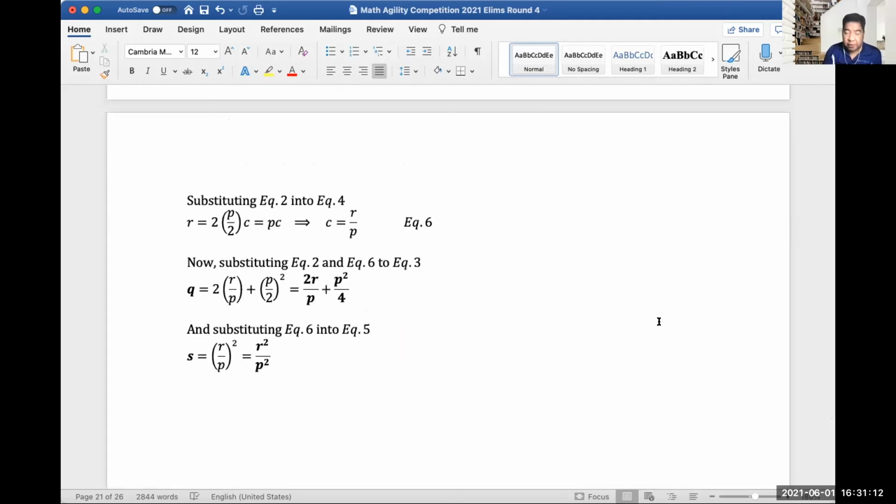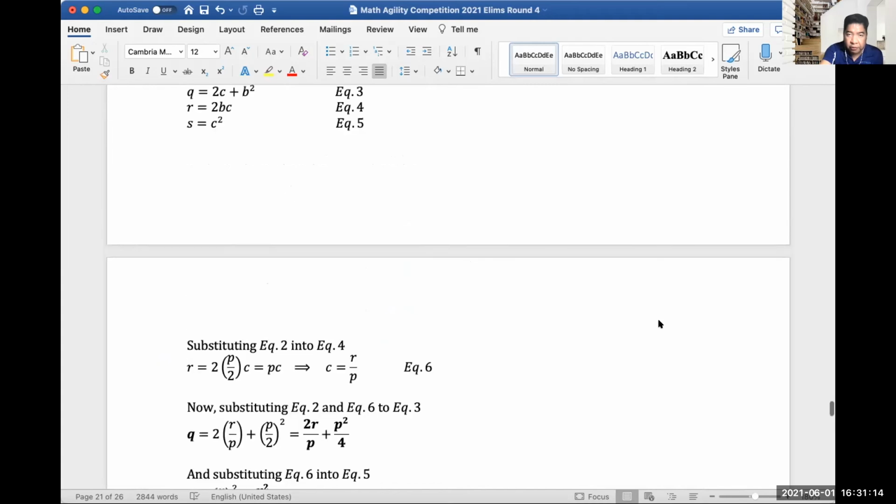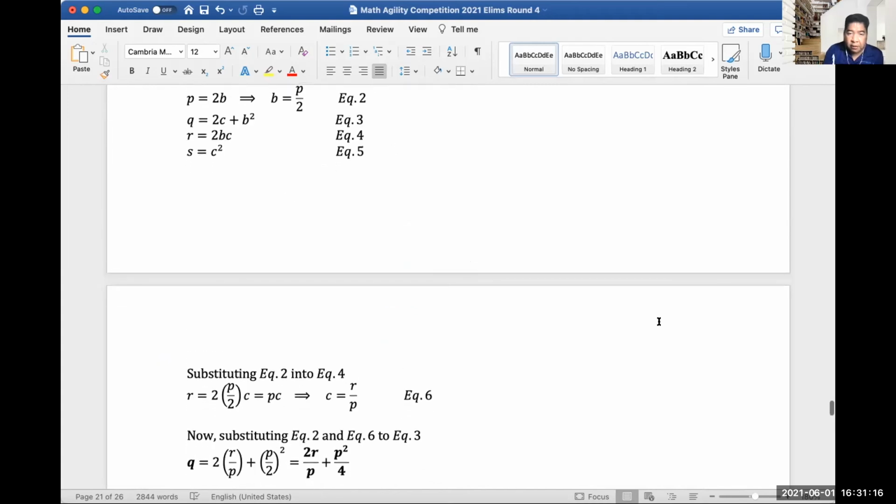Let's substitute equation 2 into equation 4. So we will get the value of c, which is r over p. That's equation 6. Now let's substitute equation 2 and equation 6 into equation 3. We will get the value of q in terms of r and p. So this would be the first answer: q would be equal to 2r over p plus p squared over 4. You would get 2 points here if you answer this correctly.